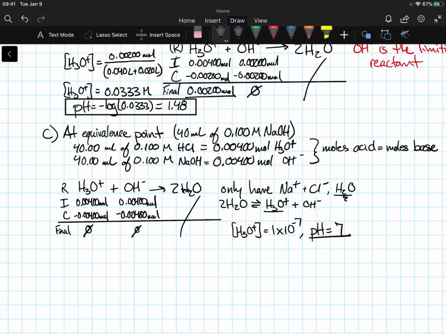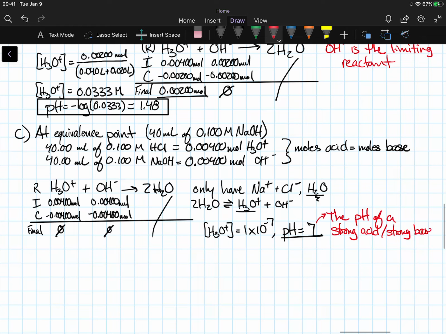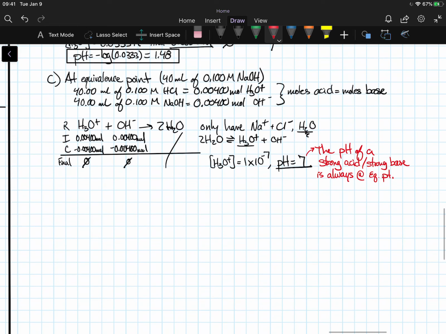So we've kind of proven there, again, what I've been saying, that the pH of a strong acid-strong base titration is always 7 at the equivalence point. Always, always, always.